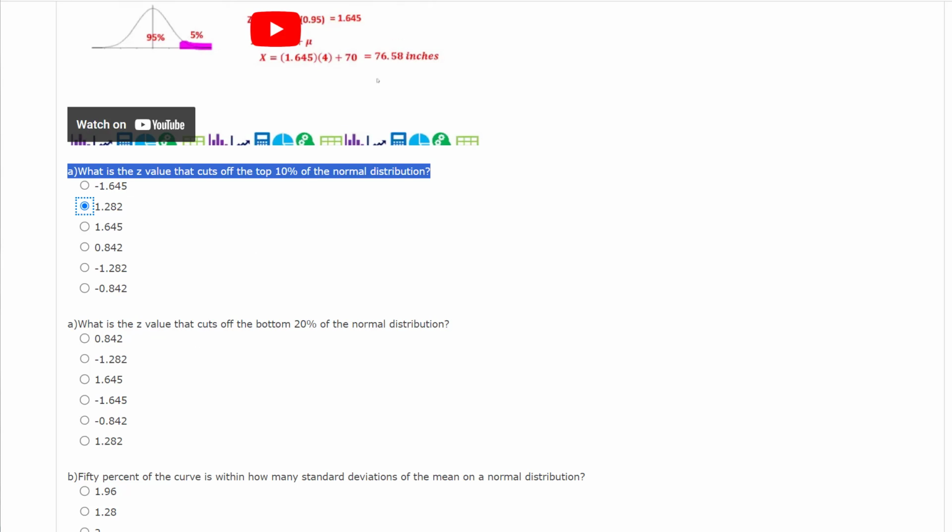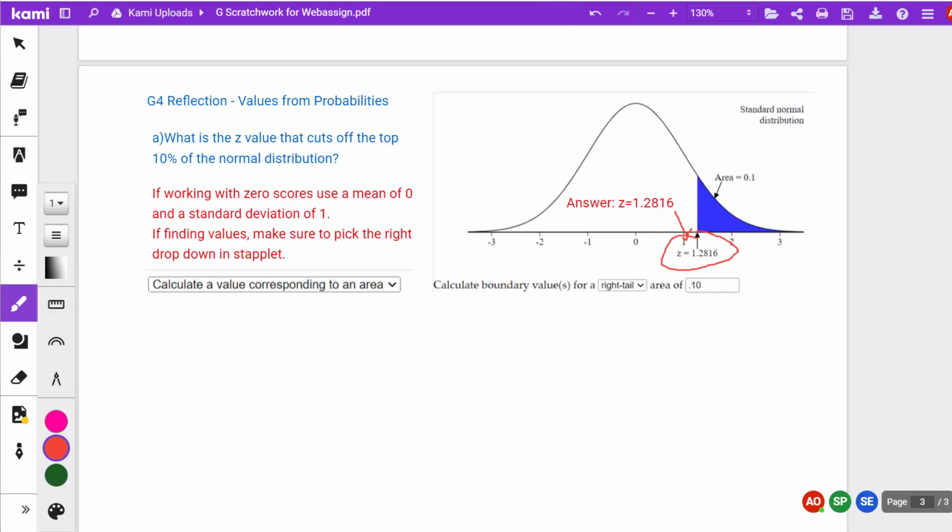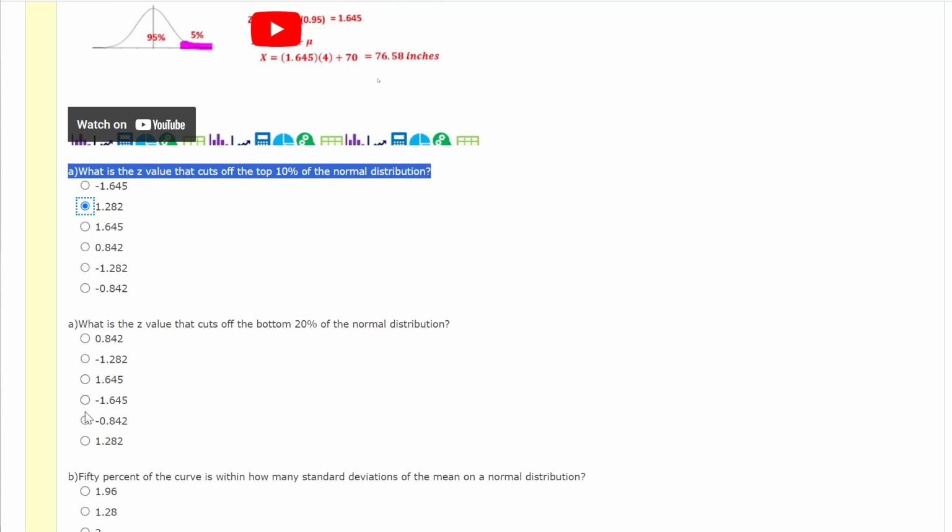What is the z-value that cuts off the bottom 20%? So if using bottom, and I'm not going to worry so much about adding notes, we're doing left area and change it to 0.2 and calculate value. And you can see it's negative 0.8416. So let me go ahead and put negative 0.84. If it's below average, it should be a negative z-score.